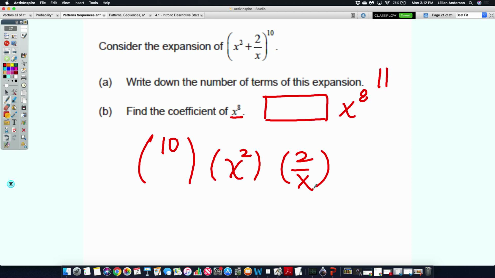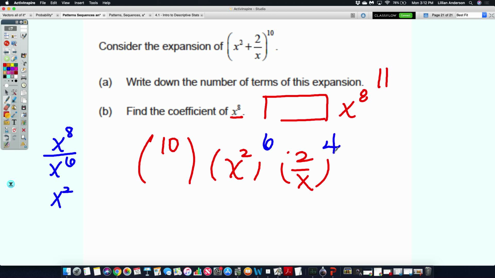Did anybody figure it out? It's 10 choose 6, I would say. So 4 first, then 6. 6 first. Yes. This will give me x to the 8th over x to the 6th. What happens when you divide exponents? Oh no, you subtract them. It's actually squared, so it's not 4 and 6. It should be 6 and 4.